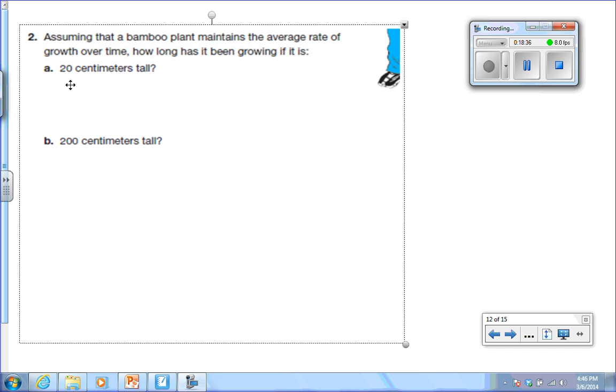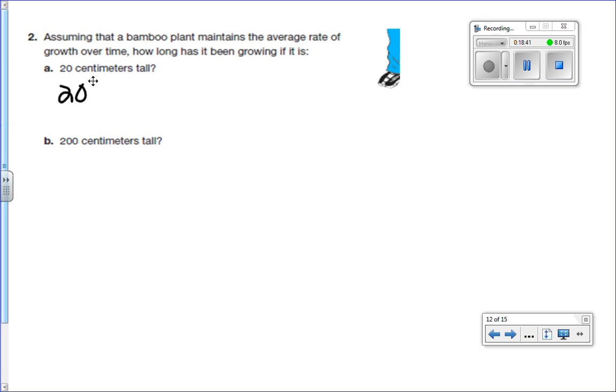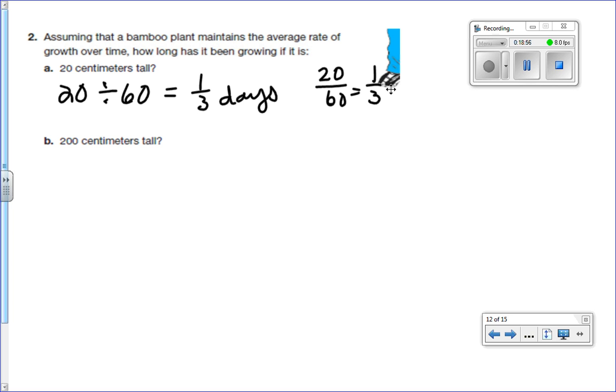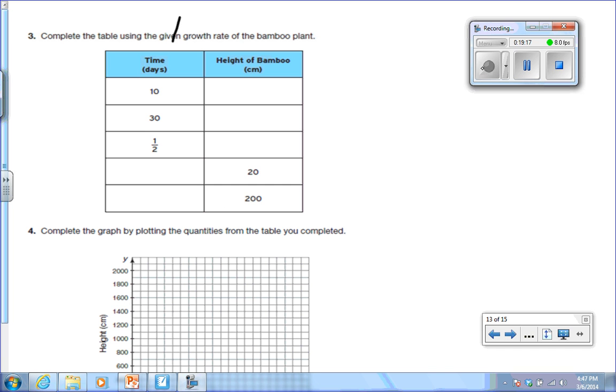So I hope you've realized that instead of multiplying by 60, we're going to divide by 60. So 20 centimeters divided by 60 centimeters gives me 1/3 days, because if I wrote it in fraction form, it would scale down to 1/3. And then for this one, we would have 200 divided by 60, which would give me 3 1/3 days. So you're either going to scale up or scale down based on the information that they give you.